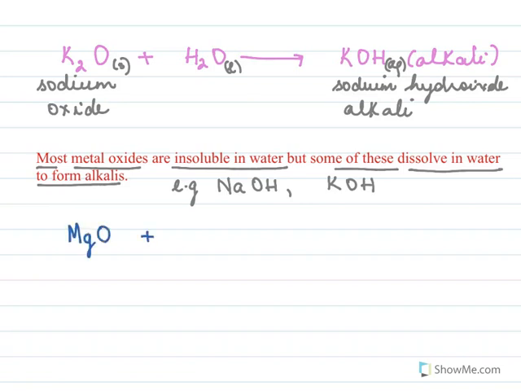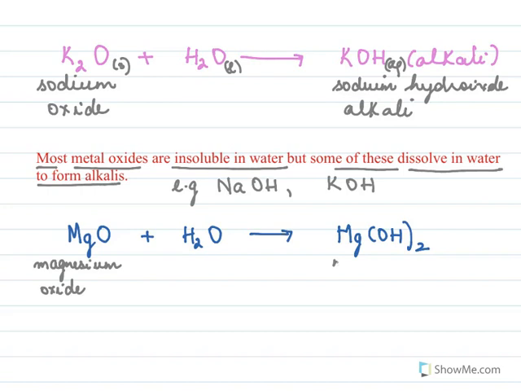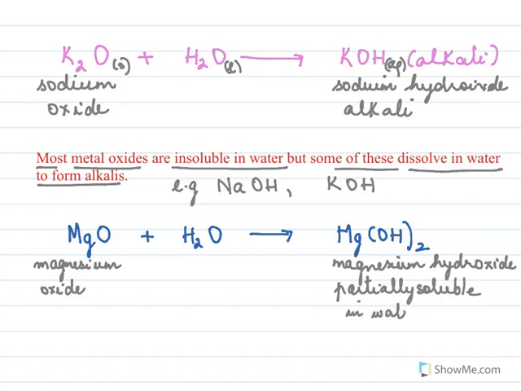If we take magnesium oxide and dissolve in water, we get magnesium hydroxide. Now, magnesium hydroxide is partially soluble in water. So here we have learned that some oxides are soluble in water, they form hydroxides, which are alkalis, while some oxides are partially or maybe also insoluble in water.